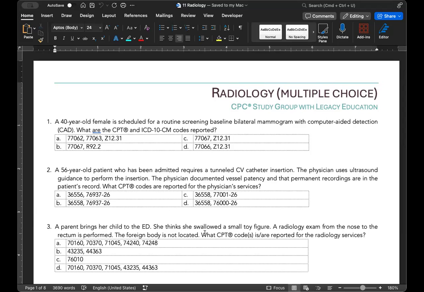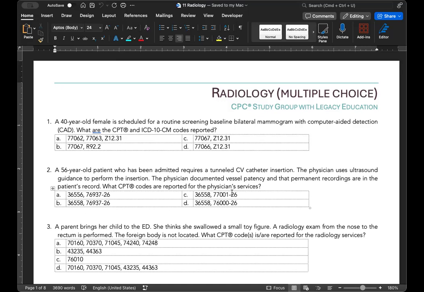So our first question, we're going to work this one as a coding from scratch. Okay. So we're just going to ignore the multiple choice for just a couple of minutes. We're going to act like we don't have those down there, but we have a 40-year-old female that's scheduled for a routine screening baseline bilateral mammogram with computer aided detection or CAD.